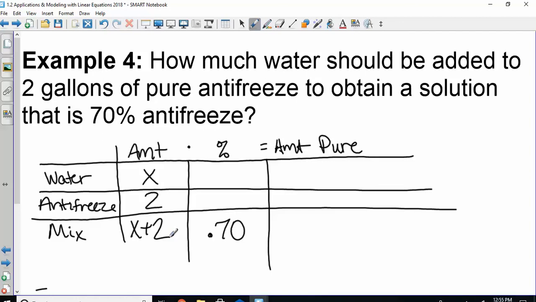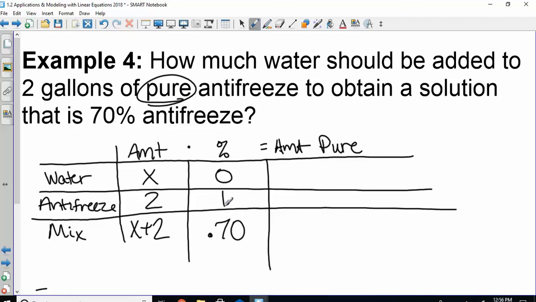If you go fill up your water bottle, what percent antifreeze is your water that you're getting? 0, I hope. I don't want any antifreeze in my water. Okay, this one was pure. If it's pure, what percent is it? 100. So what would I put here? 1.